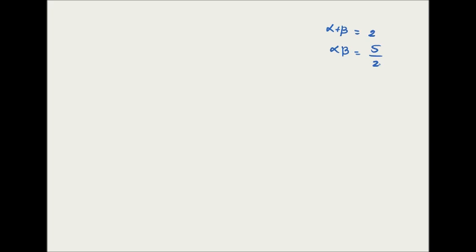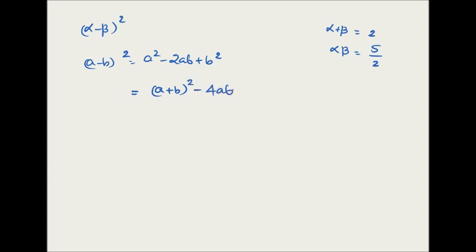Next option is alpha minus beta the whole square. We know that a minus b the whole square is equal to a square minus 2ab plus b square. Or we can write that as a plus b the whole square minus 4ab. Because a plus b the whole square is a square plus 2ab plus b square, minus 4ab, that's equal to a square minus 2ab plus b square, that is a minus b the whole square. So we can write like this.